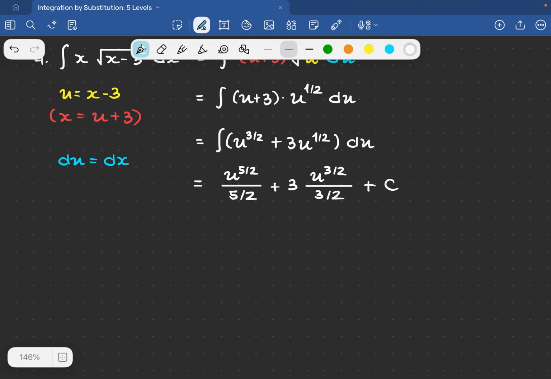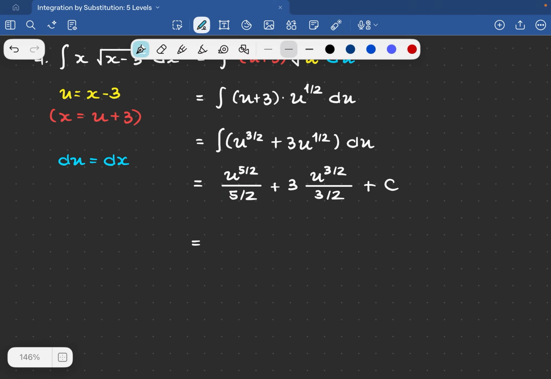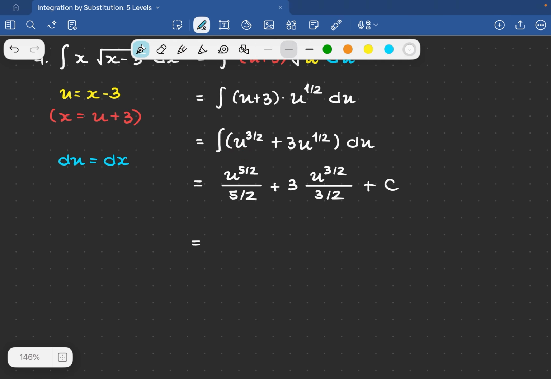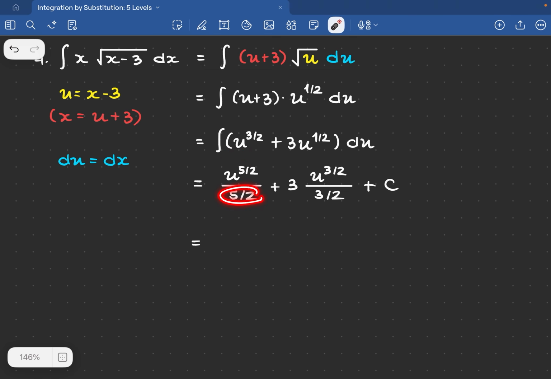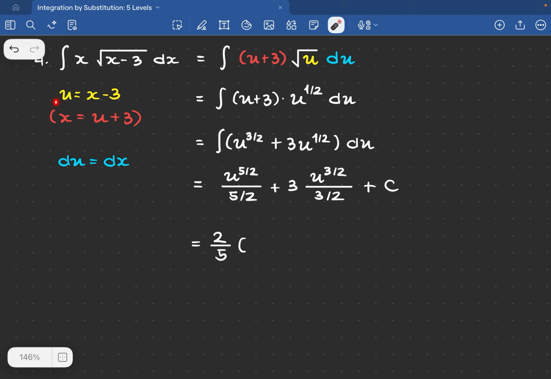And then again, we go back to x. So first, take note that if we have a fraction in the denominator, technically it would flip. So this 5/2 out here will just become 2/5. Okay, u raised to 5/2, but u again is just x minus 3.